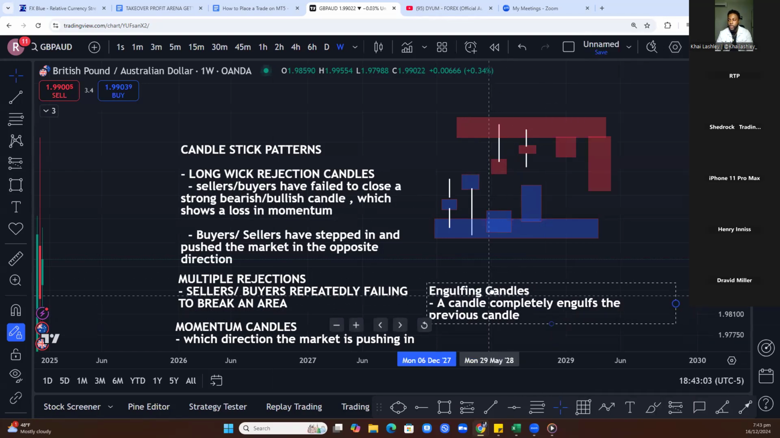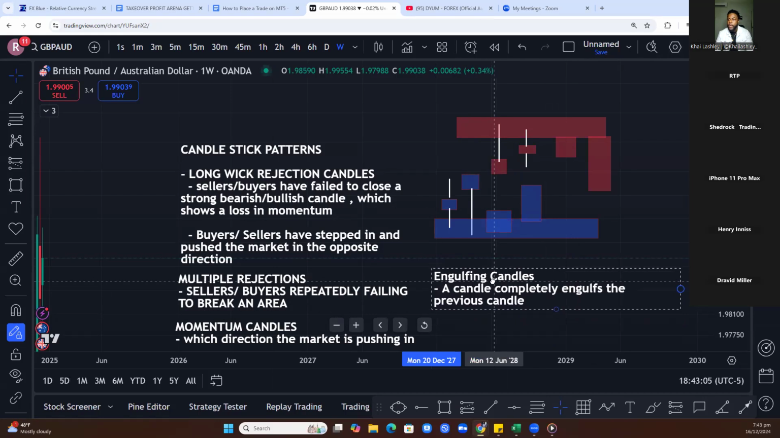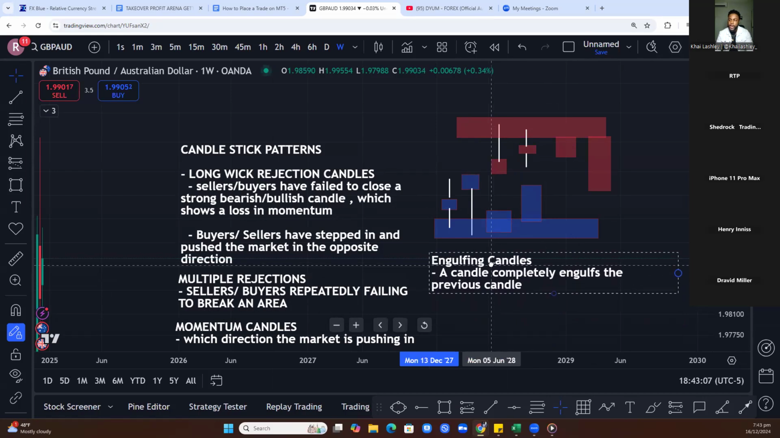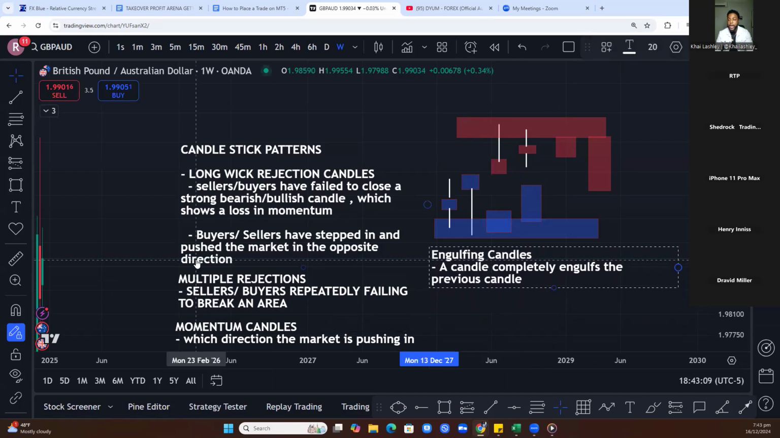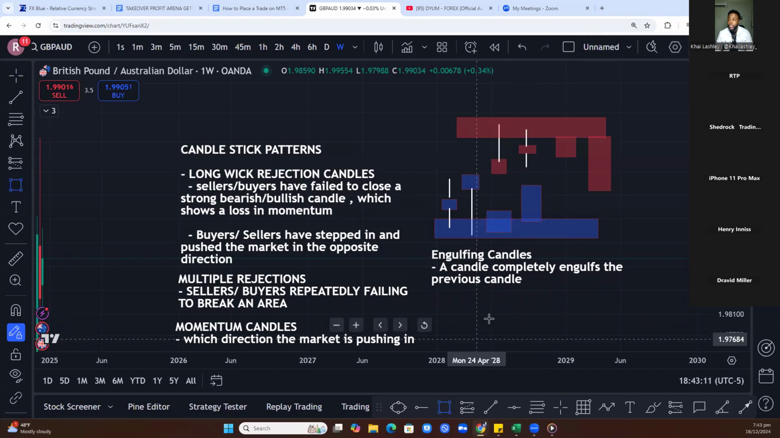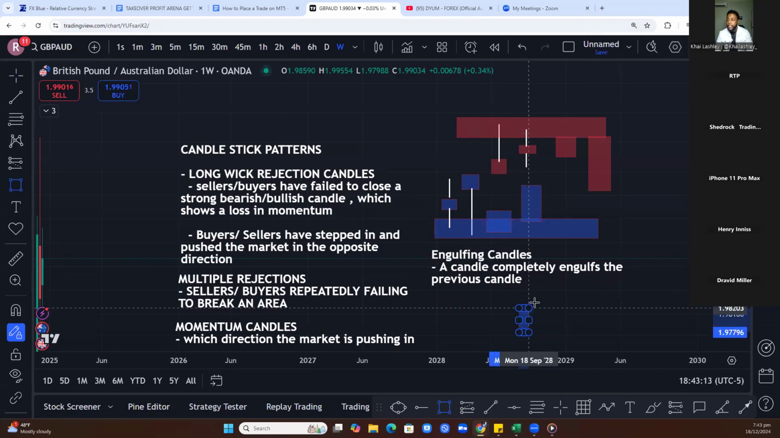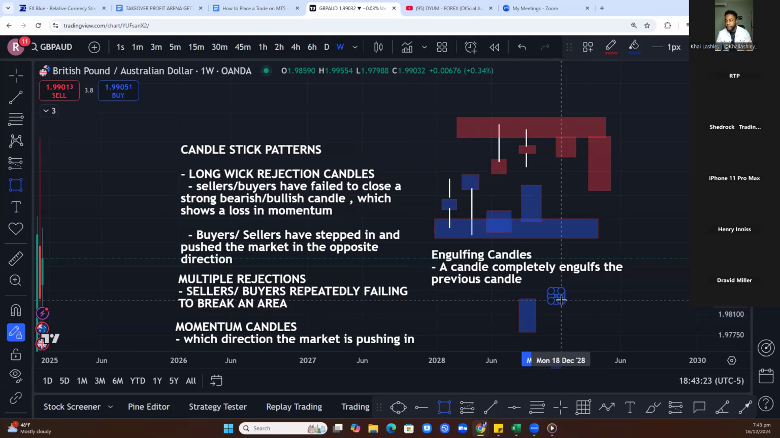So sometimes what that may look like, and now some of you guys may know it as an evening star or morning star pattern. And really and truly, this is how I group them, basically to make it make sense. It's really just an engulfing candle.